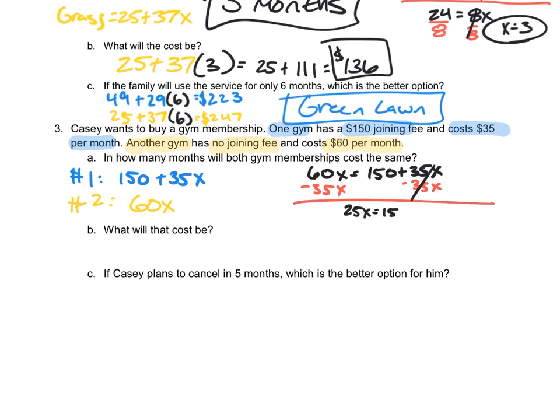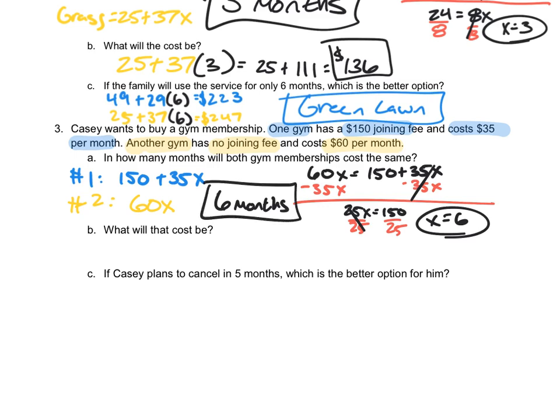25x is equal to 150. Divide that up, and you get x is equal to 6. Okay, so it'll be the same at 6 months. All right. Now, the next one is, what will that cost be? Easiest thing there to do is just take 60 and multiply it by 6, and you get 360.